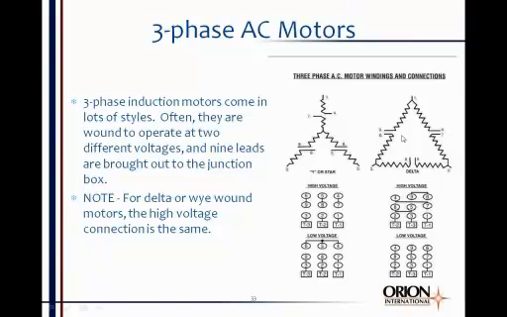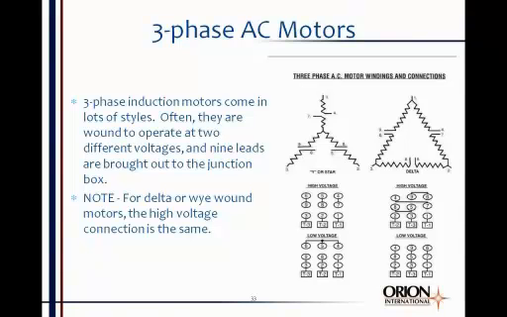Same thing on the delta connected motor. For the high voltage connection, I need to series the windings. So I connect 4 to 7, 5 to 8, 6 to 9, and bring my power in on 1, 2, and 3. And that's shown in these connection drawings right below: 4, 7, 5, 8, 6, 9, power in on 1, 2, 3. It doesn't matter if it's a Y or a delta connected motor.